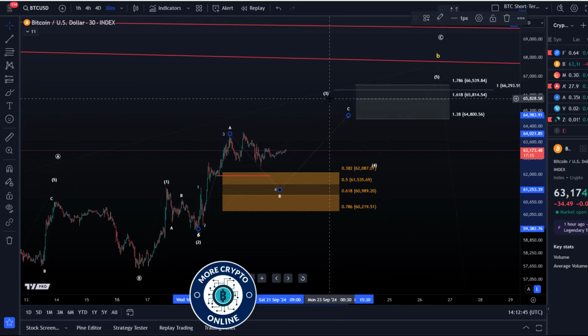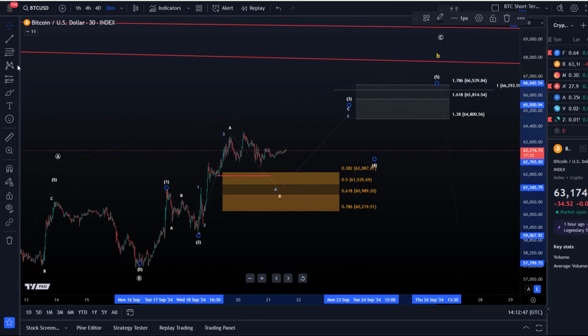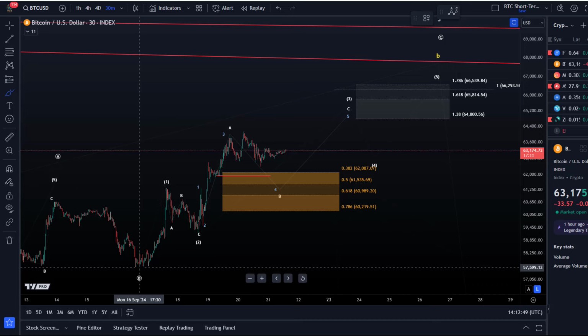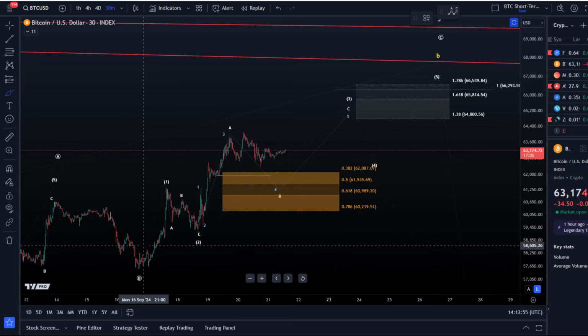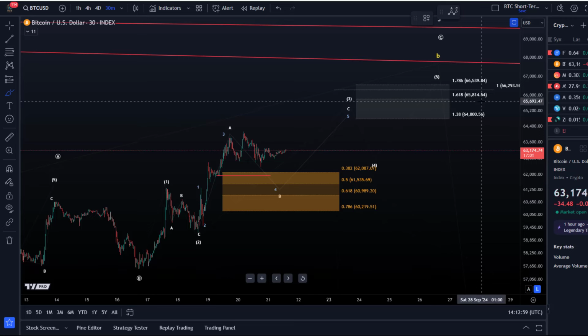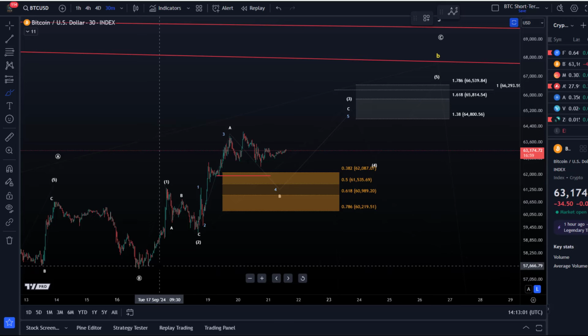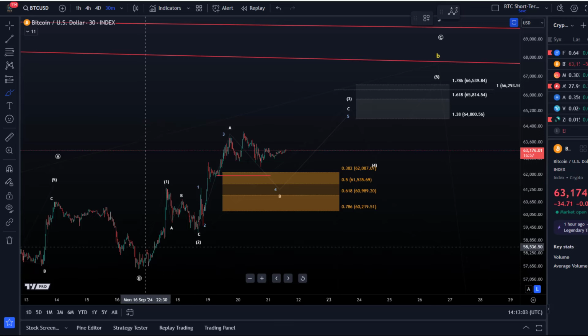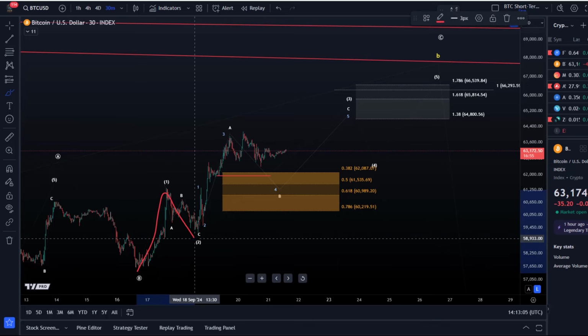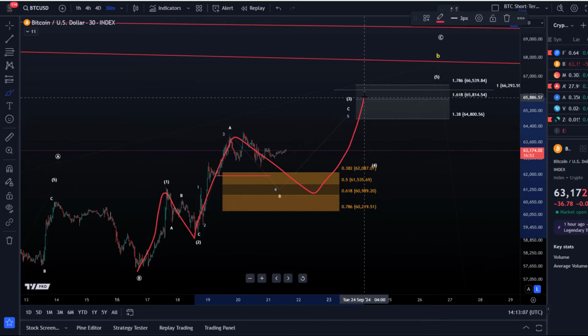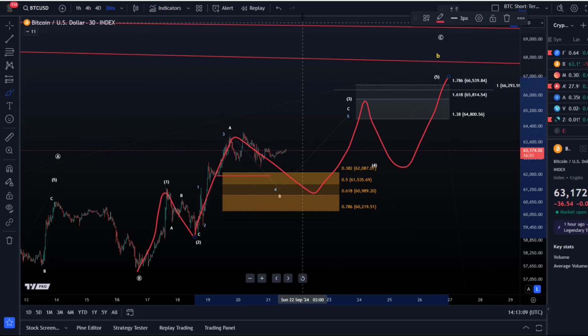That would be ideal. And this move up from the 16th of September low could either be a diagonal, which is the white count, or even an impulse, but I like the idea of a diagonal more. And in this case, we have a 1-2, and then A, B, C in wave 3, then another 4-5 pattern.